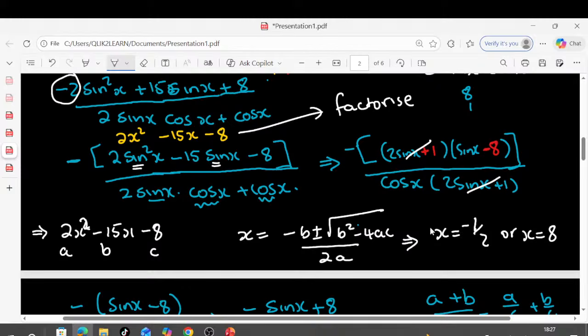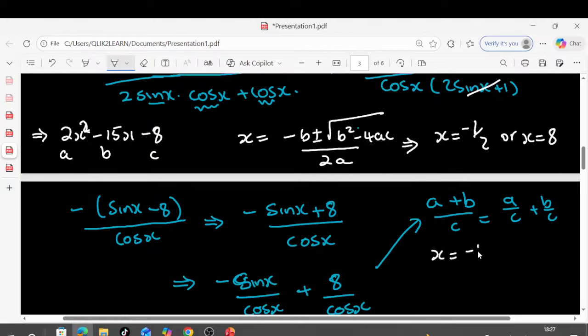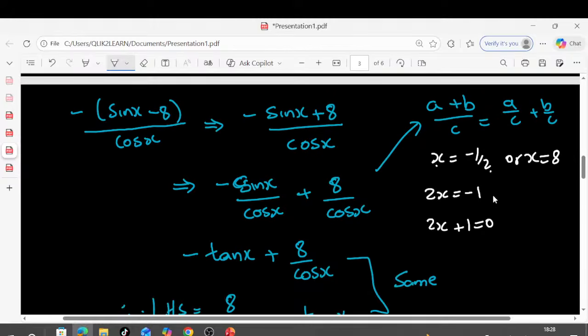I think it's easy if you do it like this. Let me explain. Remember I said you'll get your x to be minus 1 over 2, or your x to be 8 on the quadratic formula. When it's like that, you take the 2 and multiply with x, which gives 2x is equal to minus 1. Then you take the 1 to the other side to be plus 1, so 2x plus 1 is equal to 0. On the other side we have x, the 8 goes to the other side to be negative, so x minus 8 is equal to 0.